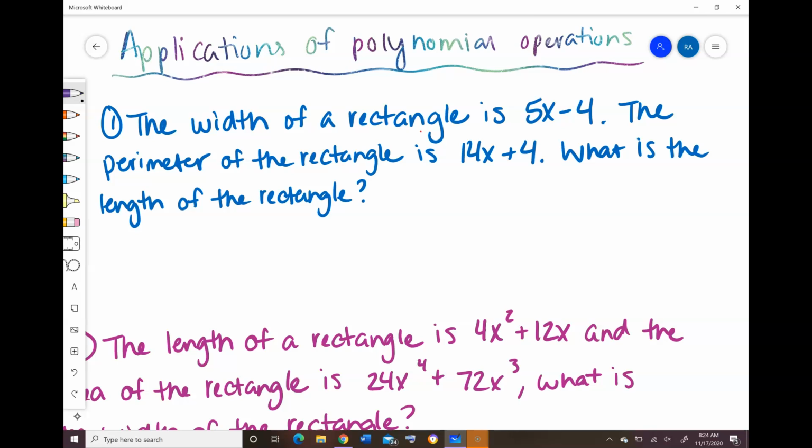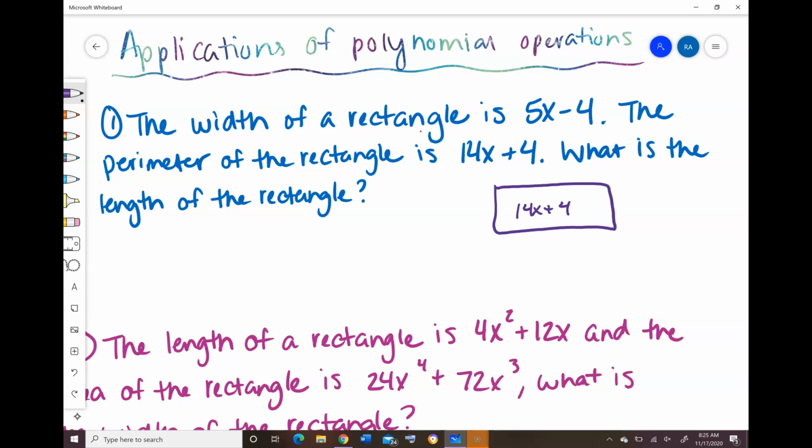The width of a rectangle is 5x minus 4. The perimeter of the rectangle is 14x plus 4. What is the length of the rectangle? I'm going to draw you an image just so you can see. A rectangle is like this. Now remember, perimeter is where you add all your sides up. So if I add all my sides up, I get 14x plus 4.